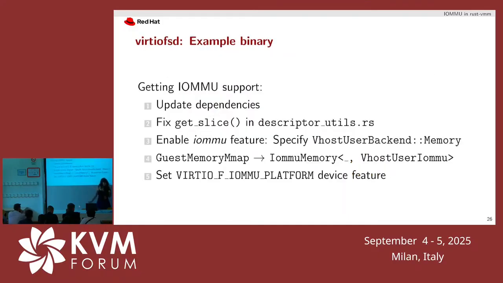What does this mean in the end for virtio as an example binary? How do we, after all these changes, get support for IOMMU in virtio? We, of course, update the dependencies. Then there's a get slice call. We need to fix that. There's always a get slice call. Third, enable the IOMMU feature, and specifically for the vhost-user-backend crate, that's a breaking change because now we need to specify which memory we want to use. But we just do that. We specify guest memory mmap because it's what we always used. And then immediately we switch away from that to IOMMU memory. And that's all we need to do. Then we can already enable the feature bit, the IOMMU platform bit, to let the guest know that it can use an IOMMU and that we will be happy to work with IO virtual memory.